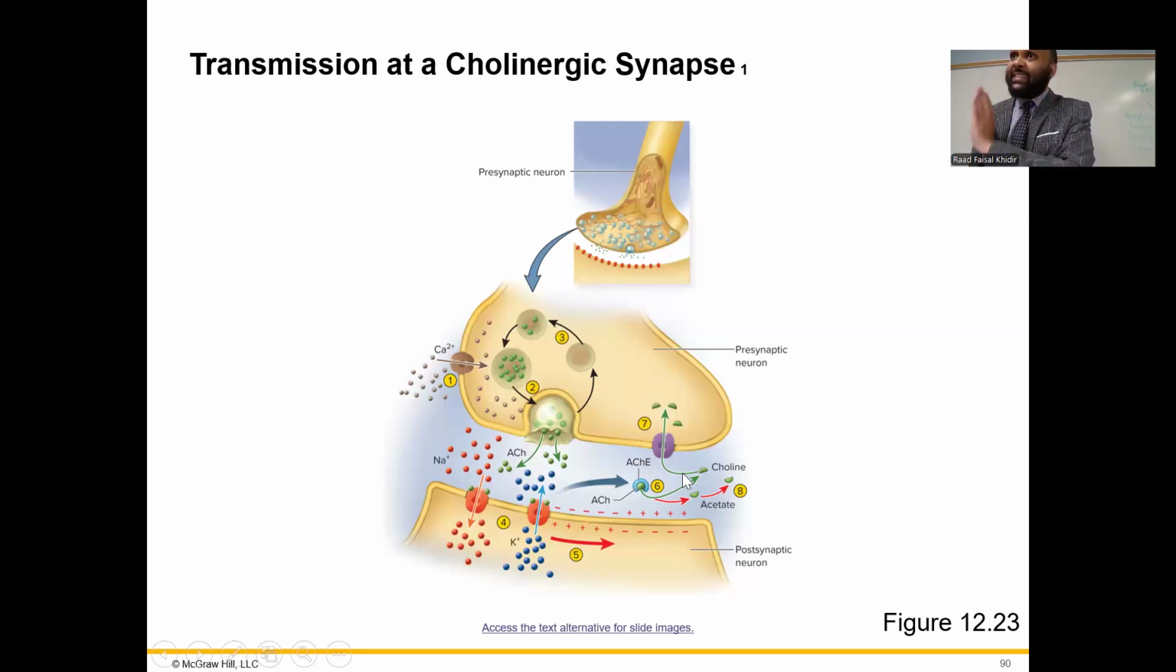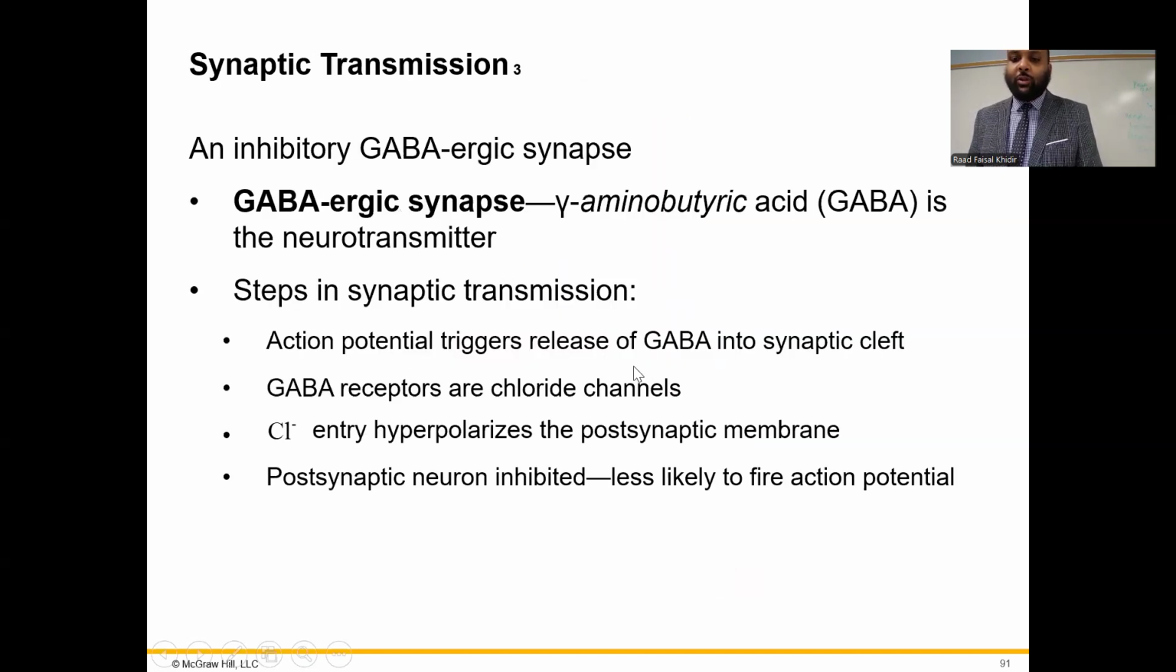It ends with -ase. Acetylcholinesterase is an enzyme that will destroy acetylcholine, breaking it down into acetate and choline. Acetylcholine is made up of acetate and choline. Acetate is going to be used by the body, while choline, what happens to choline? It's recycled right back. It's taken right back into the presynaptic terminal.